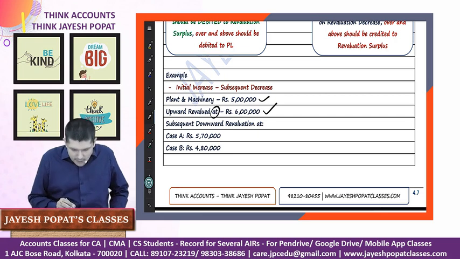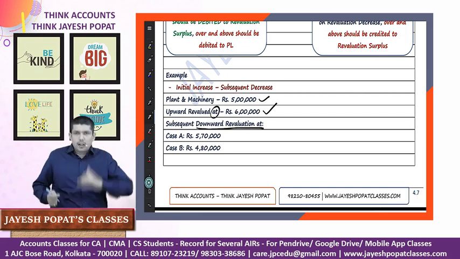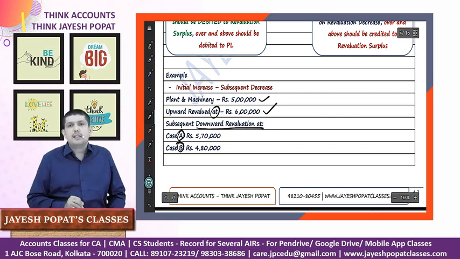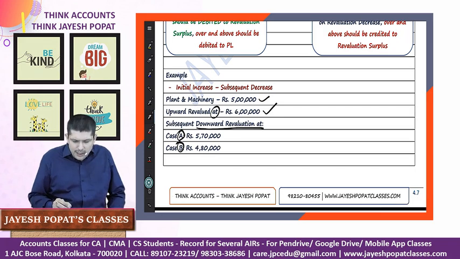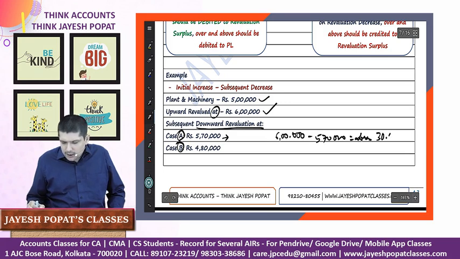Then there's a subsequent downward revaluation, right? In the two cases which you have taken, case A and case B. Subsequently, there's a downward revaluation to 5,70,000. So see, my plant and machinery currently is appearing at 6 lakh, and now I want to bring it to 5,70,000. So there's a loss to the extent of 30,000, right?